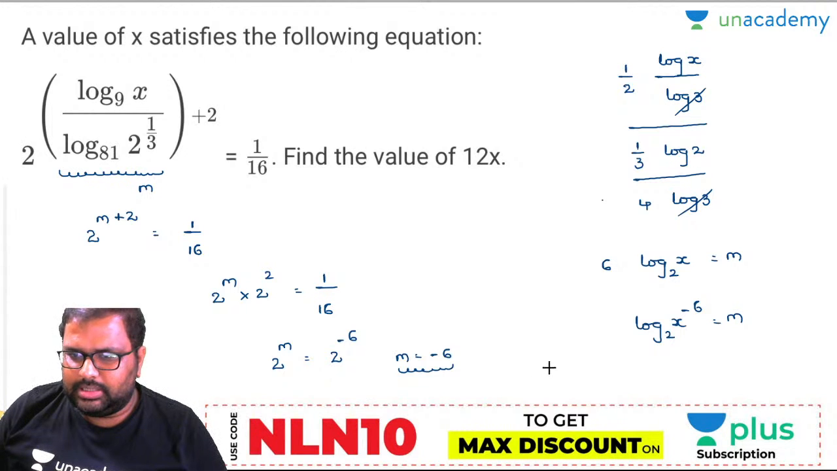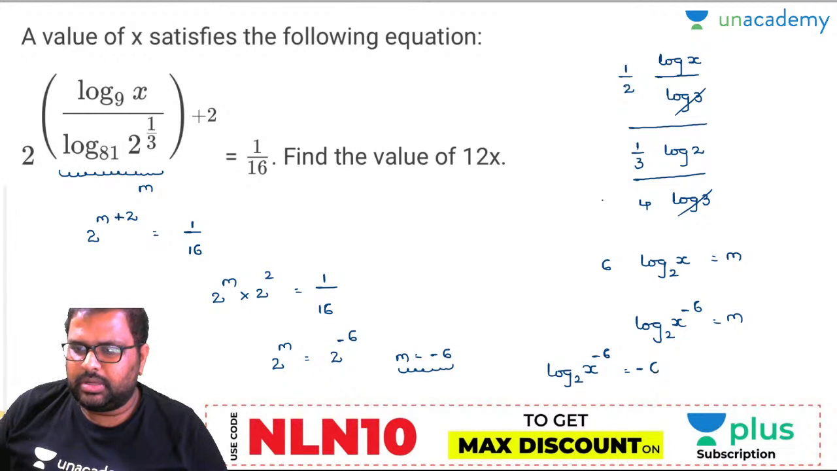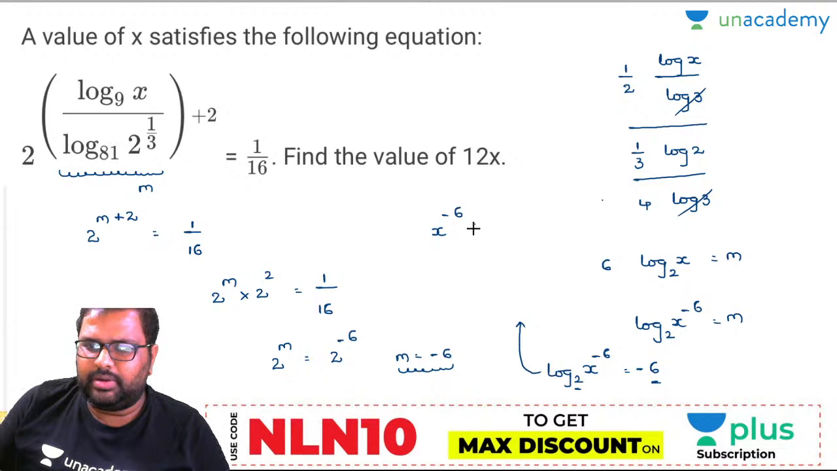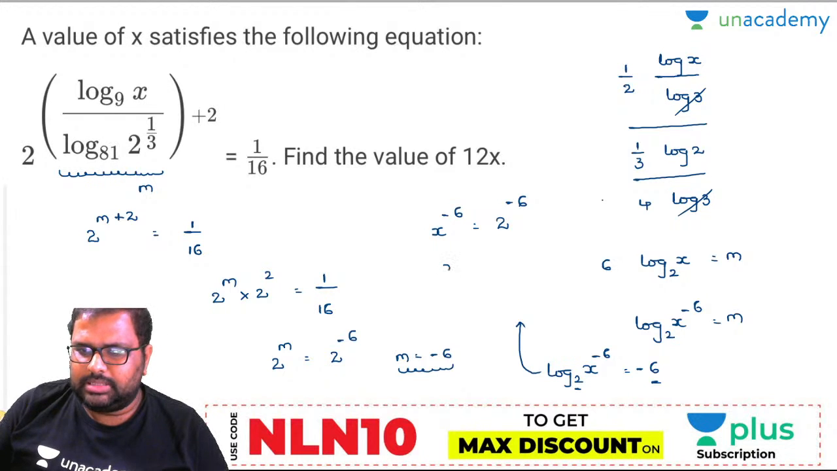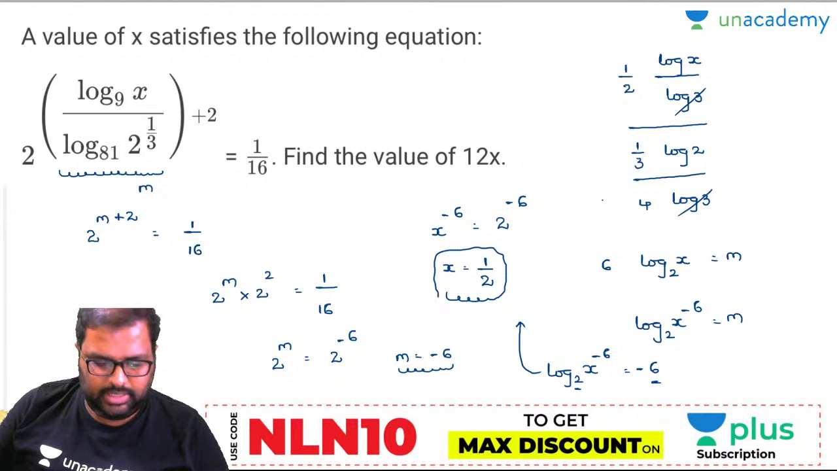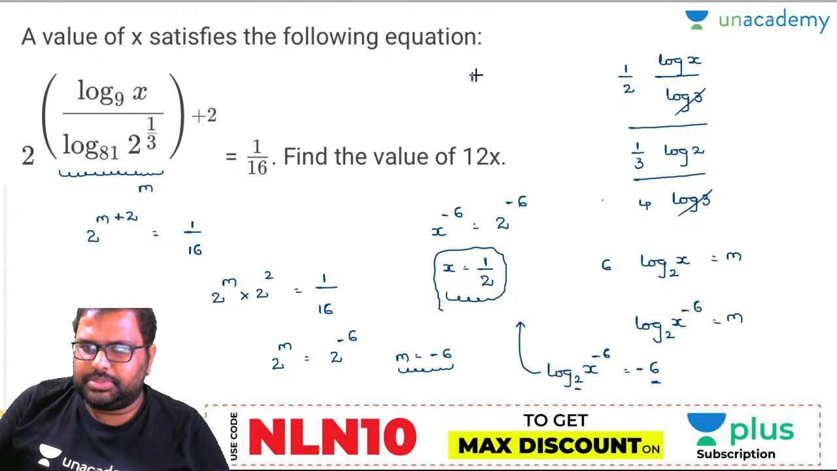So can I write it like this, log base 2 x to the power of minus 6 is nothing but equal to minus 6. So can I convert the same thing into exponents? Base is 2, power is minus 6, answer is x to the power of minus 6. X to the power of minus 6 is nothing but equal to 2 to the power of minus 6. Am I right or wrong? So automatically what will be the answer? X value will be equal to 1 by 2. Am I right or wrong? If I write positive values there, x value will become 1 by 2, and merely substitute this 1 by 2 here.